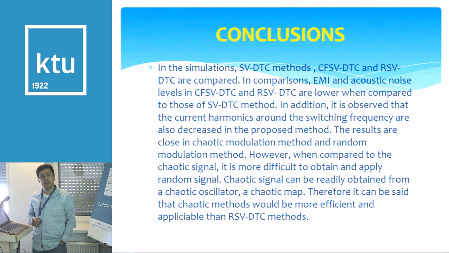However, compared to the chaotic signal, it is more difficult to obtain and apply a random signal. A chaotic signal can be readily obtained from a chaotic oscillator or a chaotic map like the logistic map. Therefore, it can be said that chaotic methods would be more efficient and applicable than random space vector direct torque control methods. Thank you for your attention.